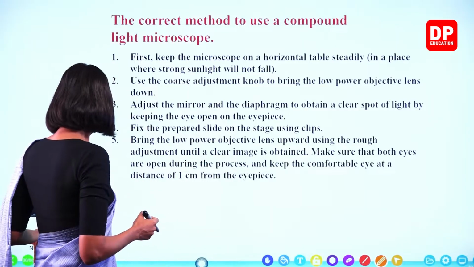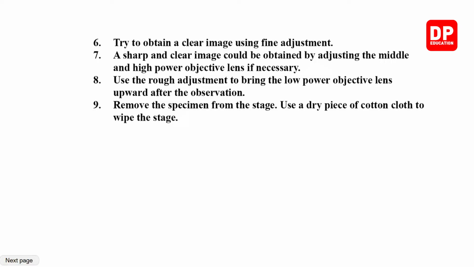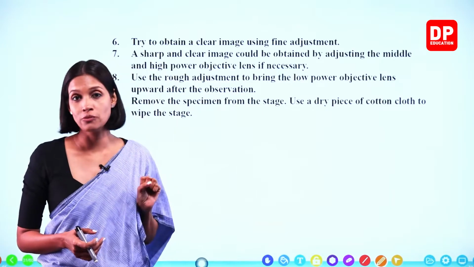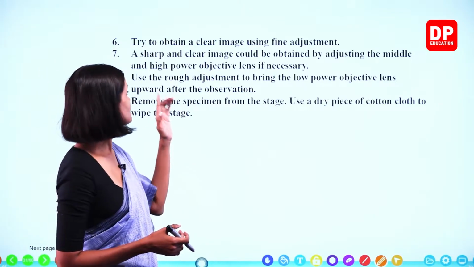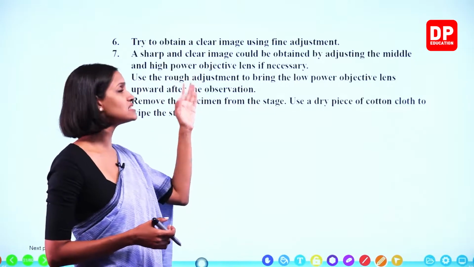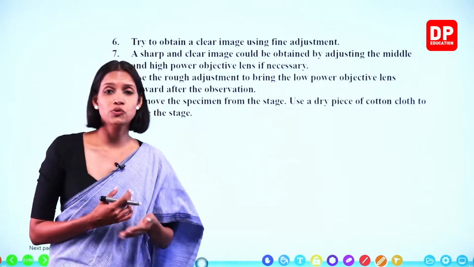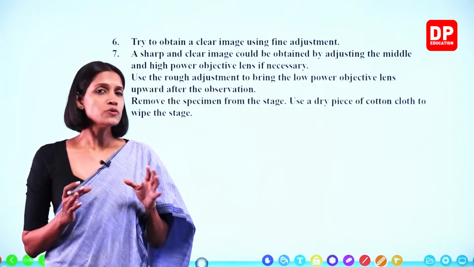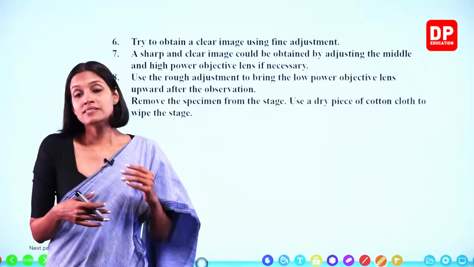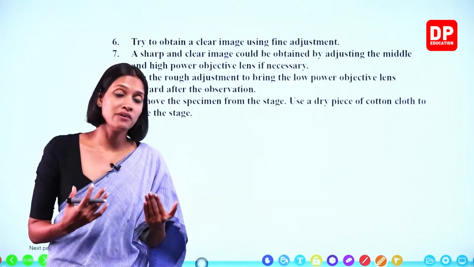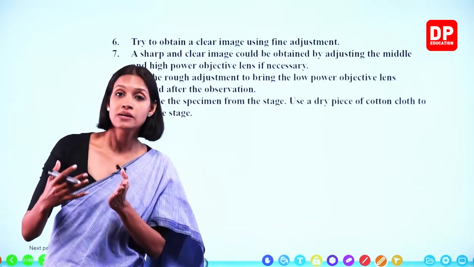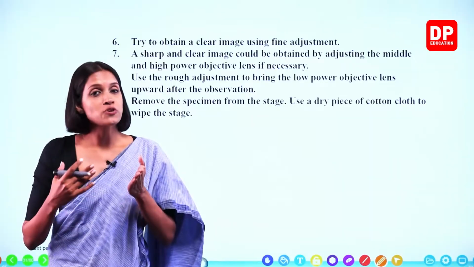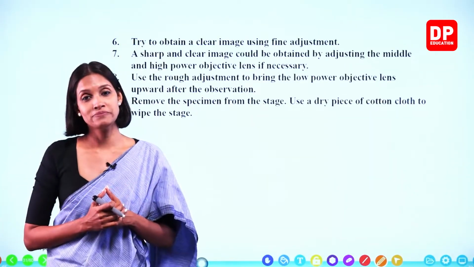Okay? Right. Then try to obtain a clear image using fine adjustment. Fine adjustment means the smaller knob. Right? A sharp and clear image could be obtained by adjusting the mid and high power objective lens if necessary. Even earlier I told you all, for certain specimens, using the low power is just enough. But sometimes we need to use the high power and mid power as well. If the low power is not enough, then we can go to the mid power. If the mid power is also not enough, then we can go to the high power.